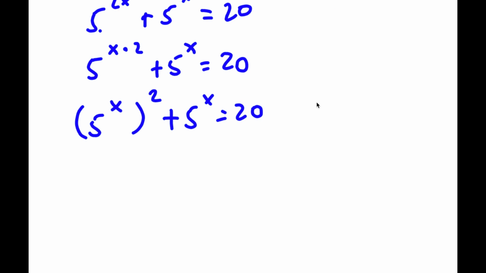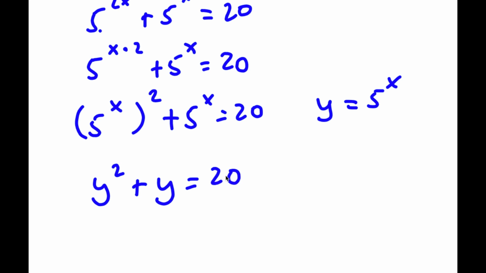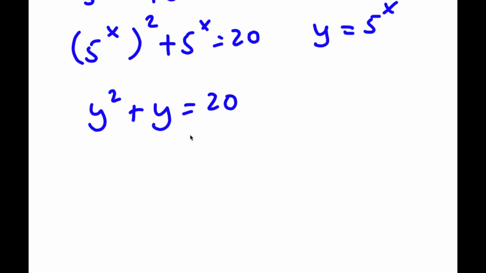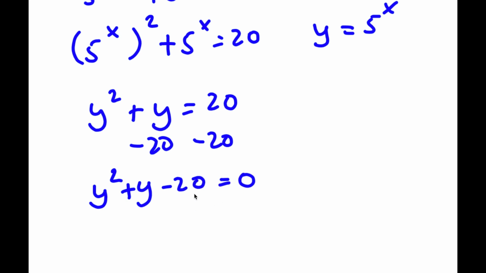Now I'm going to set the variable y equal to 5 to the power of x. So if I substitute in y for 5 to the power of x, I get y squared plus, again, we have another 5 to the power of x, so plus y is equal to 20. Now I'm going to subtract 20 on both sides. So now I have y squared plus y minus 20 is equal to 0.